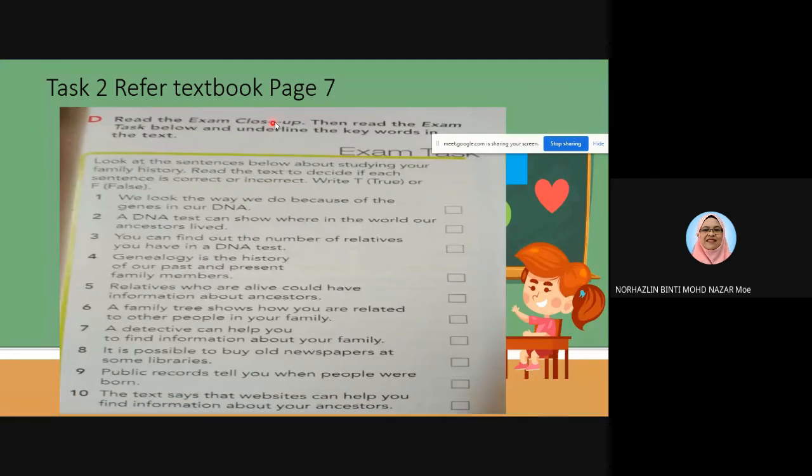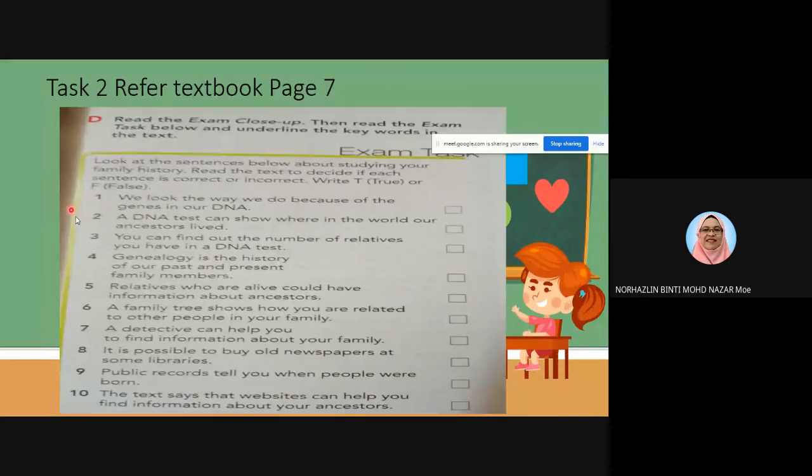Okay, task 2 ni awak buat tadi kan? Okay, read the exam close up and then you have to identify true or false. Okay, do we have this format in exam? Ada. In your paper 1. Okay, tak apa, dia tukar sikit-sikit format. Okay, we look the way we do because of the genes in our DNA. So what's the answer? You can mark your own answer.